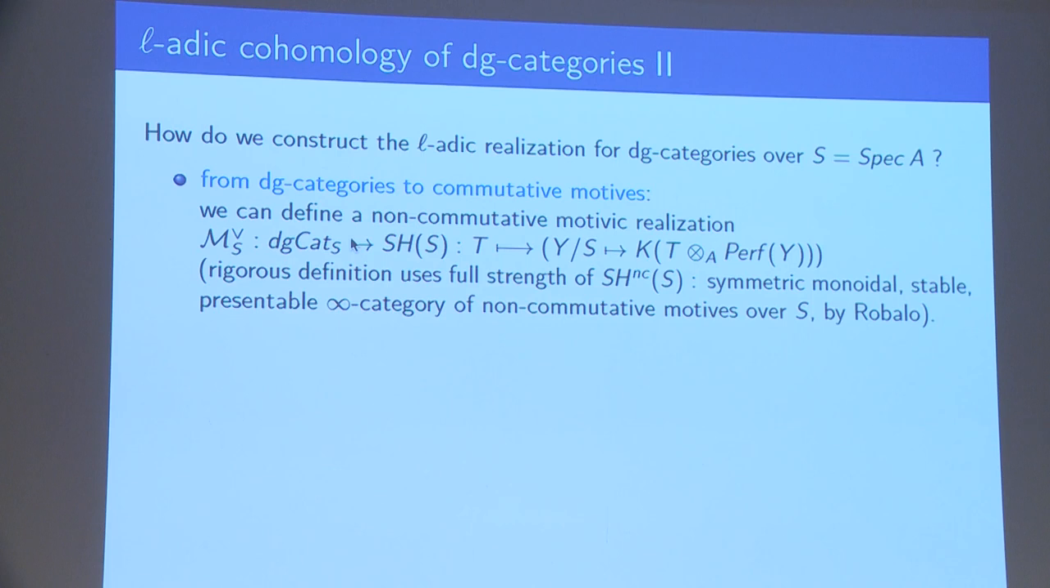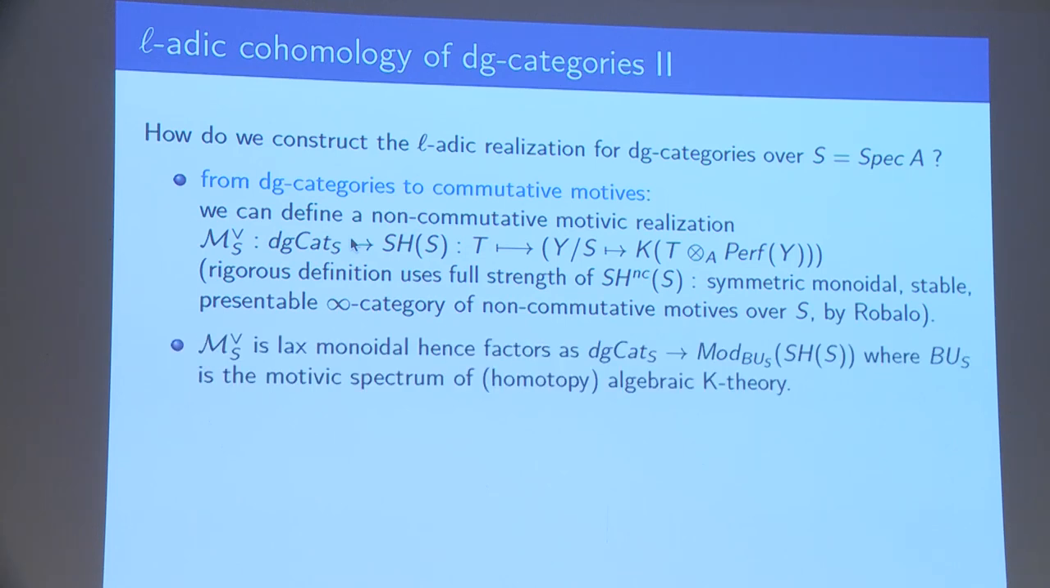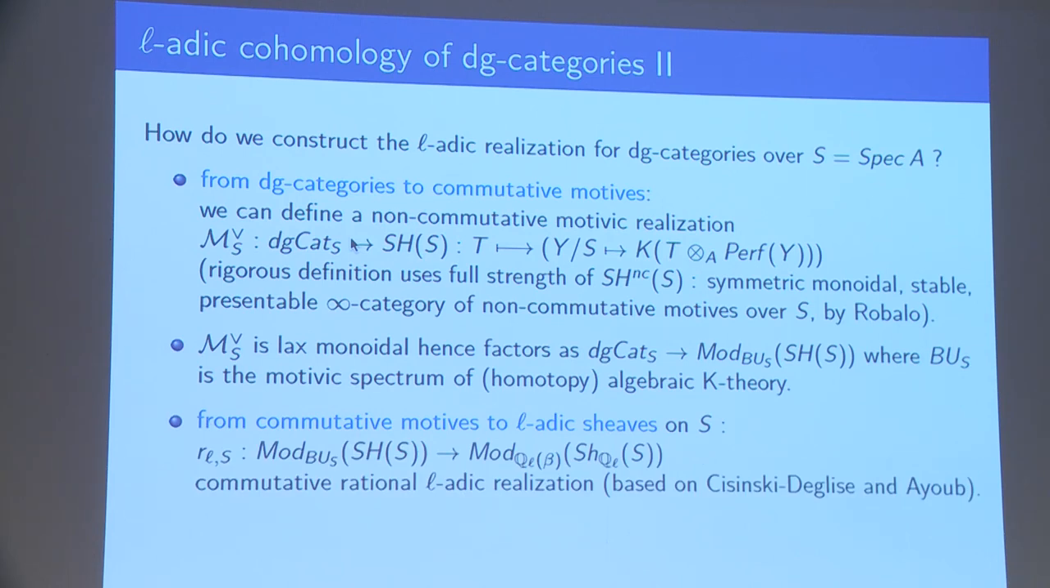But of course, this is just a naive definition. You need to make it into an infinity functor. You need a lot of techniques, but Marco already explained this a bit. And he also said that this functor is lax monoidal, so it sends DG categories over S to modules over the realization M_S dual of S itself, which is BU_S by definition, the spectrum that represents non-connective homotopy invariant algebraic K-theory. And then you are in commutative motives, and you can apply any realization you want. For example, here we are interested in l-adic realization, which is based on, actually we only give an infinity-categorical enhancement of, a construction by Cisinski, Déglise, and Ayoub.